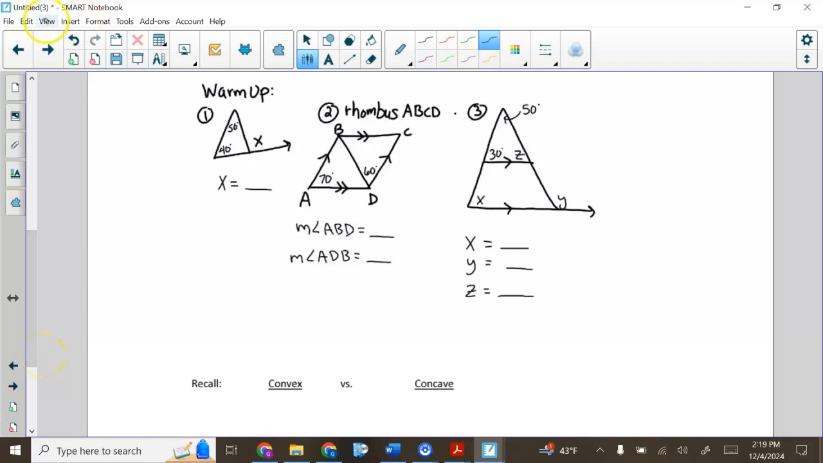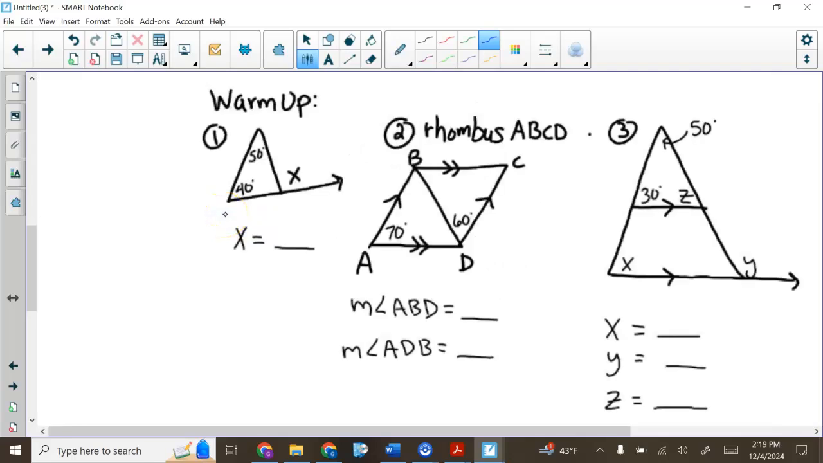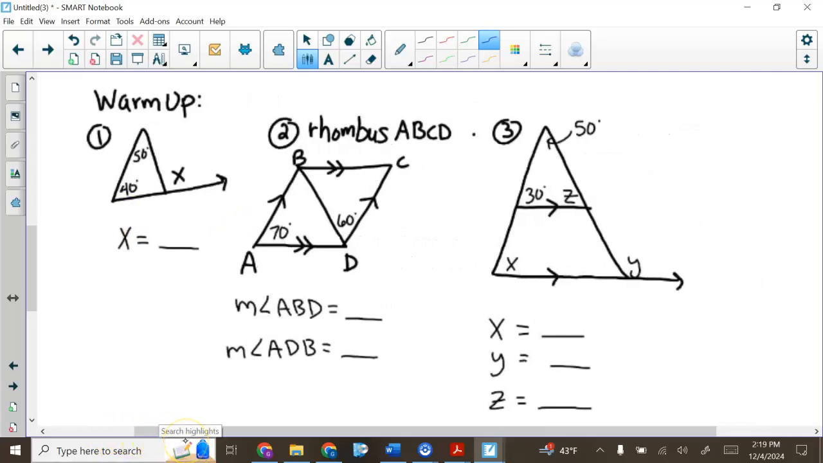All right, so the first thing, we're just kind of reviewing the angles in a triangle. We're going to need to know the angles of different shapes today. So let's look at these first ones. So remember that the 2 interior angles in a triangle equal that 1 exterior angle. So we can add 40 plus 50 to equal that outside angle. So x would be 90 degrees.